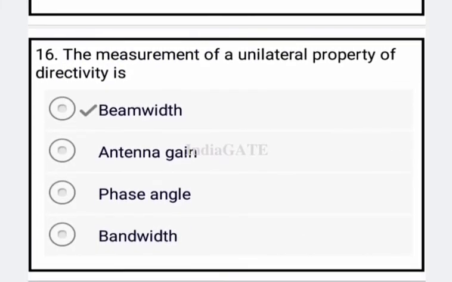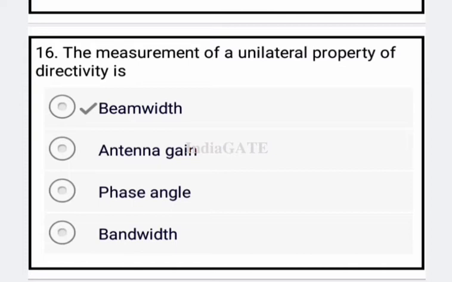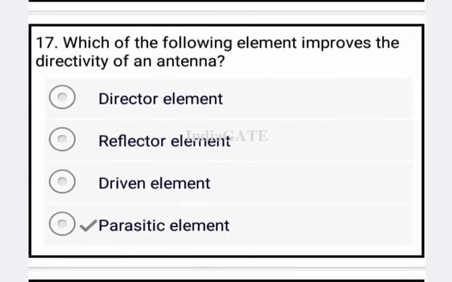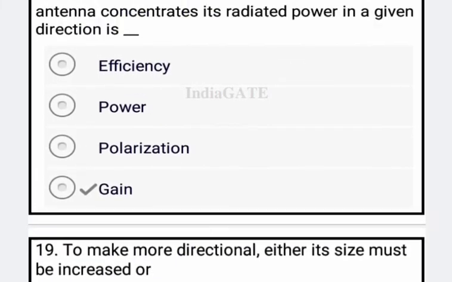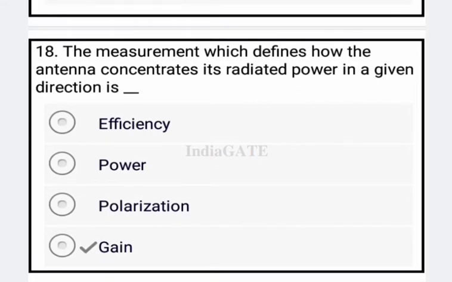Next question. The measurement of the unilateral property of the directivity is called beam width. So option A is your correct answer. Next question. Which of the following elements improve the directivity of an antenna? So parasitic elements improve the directivity of the antenna. Option D is your correct answer. Next question. The measurement which defines how the antenna concentrates its radiated power in a given direction is your gain. So option D is your correct answer.